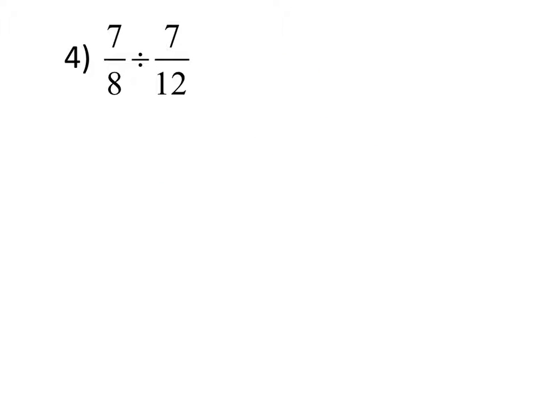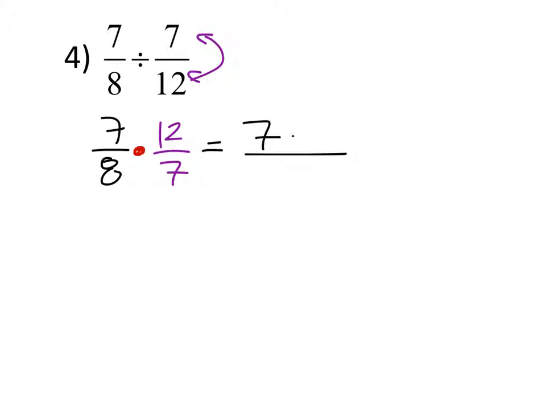All right, let's do this one. So again, the first number stays the same. I'm going to change this to multiplication and reciprocate this other fraction, so I got 12 over 7. Once again, I'm going to rewrite this as multiplication of the numerators, 7 times 12, and the denominators, 8 times 7. And yeah, some of you noticed the 7s will cancel out right there. If not, that's okay.